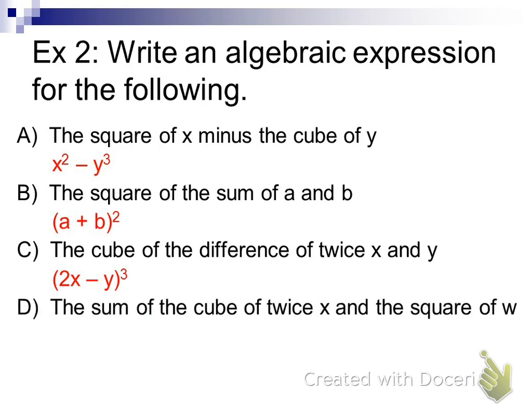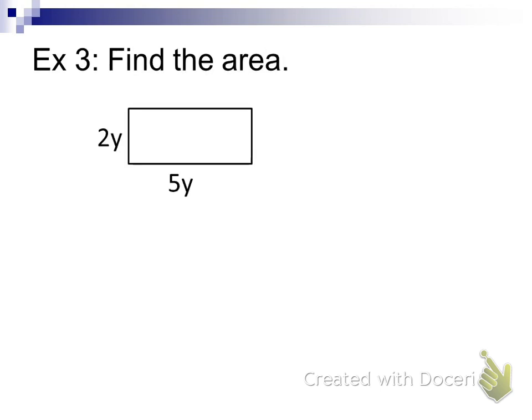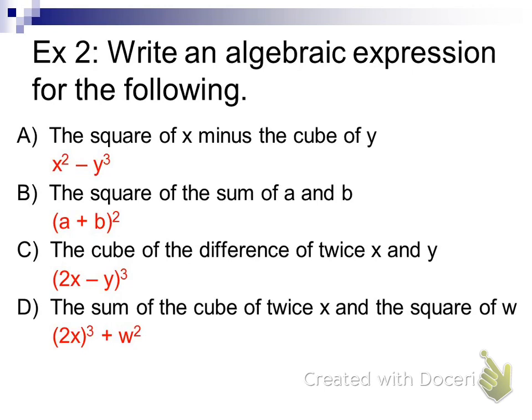All right, and here's D. The sum of the cube of twice x and the square of w. So I'm going to show you this one. It's a little different. Whoop, went too fast. There we go. So the sum of the cube. So you want to cube twice the x first. Then you want to add it to w squared. Okay?